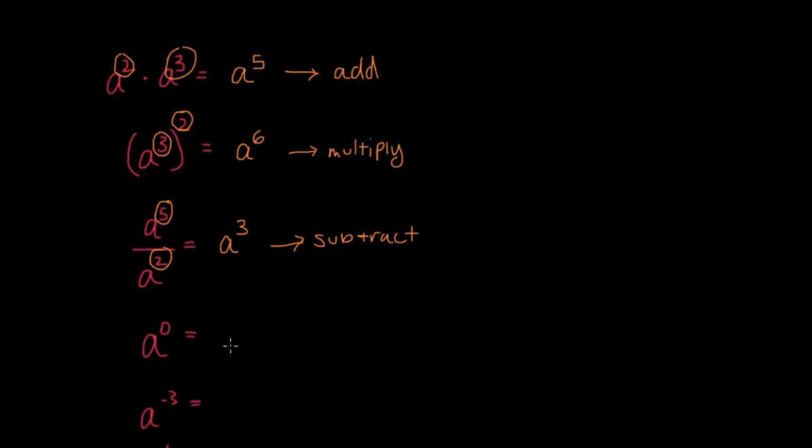Our next one is a to the power of 0. So in this case, it doesn't matter what your base is, because anything to the power of 0 is always going to be 1. So whenever you see something to the power of 0, the answer is always going to be 1.